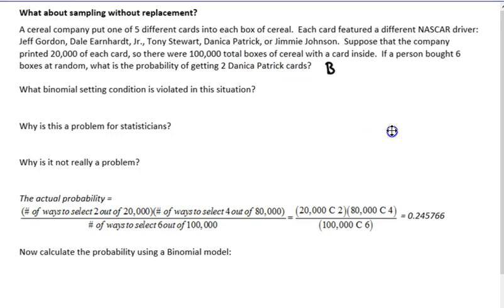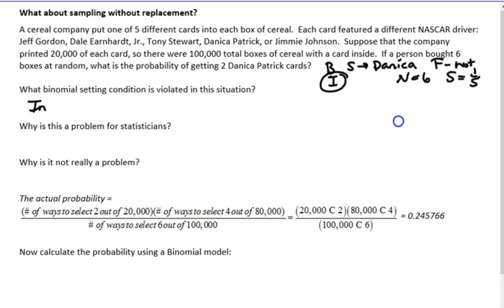So we have the success is getting Danica, and the failure is not getting Danica. Okay, we have a fixed number of trials, and independence, and independence is actually what's violated here. We do have a fixed number of trials, n equals 6. We have the probability of success of getting a Danica card would be 1 out of 5 because we have 20,000 out of 100,000. So the initial probability is that any card that you drew would have a 1 out of 5 chance, but independence is violated here.